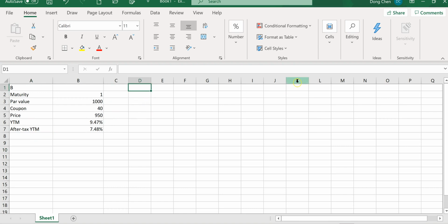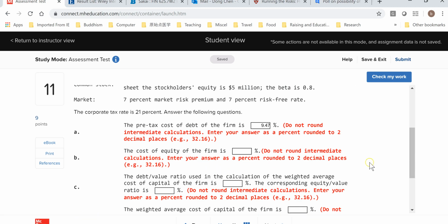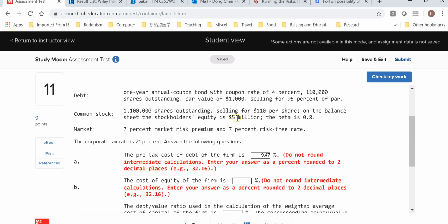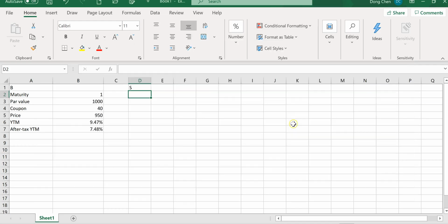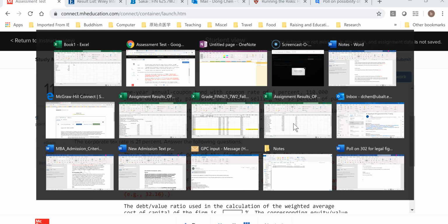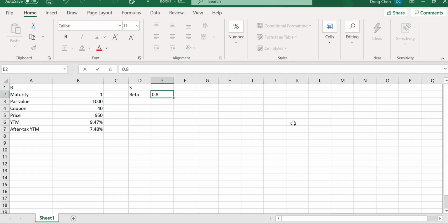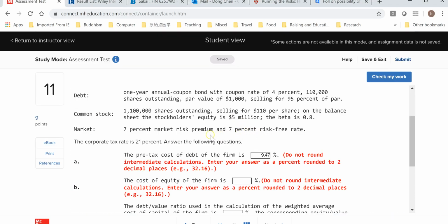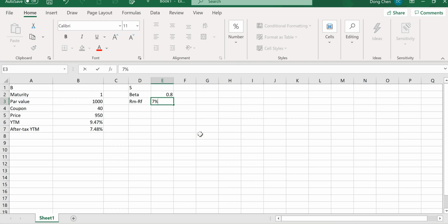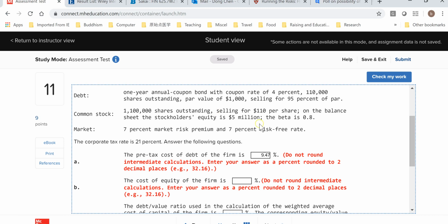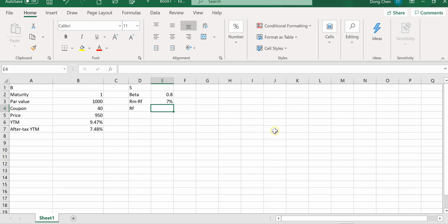So, and then we get to the equity part, the S, the stock. So for the cost of equity here, the information provided is, we know the beta, right? Beta is 0.8, and we know the market risk premium, which is RM minus RF. That's 7%. And we know the risk-free rate. Risk-free rate is here, 7% too.